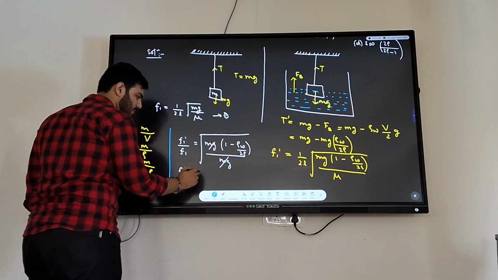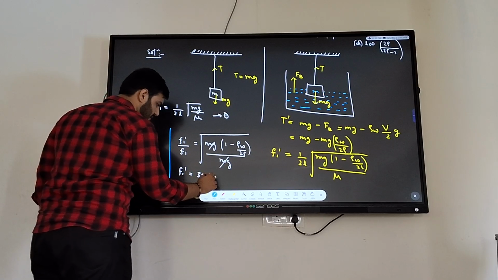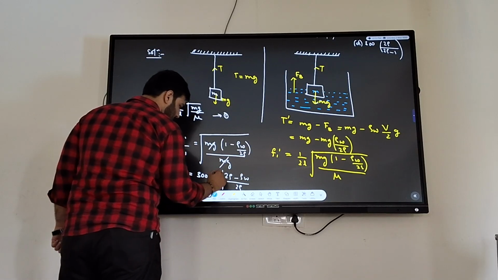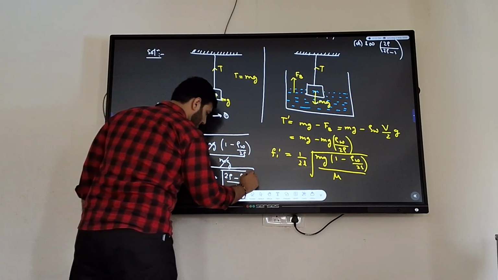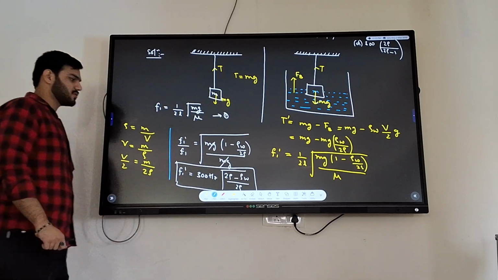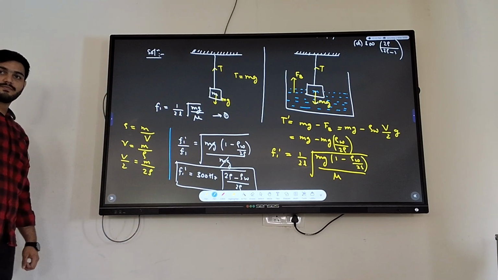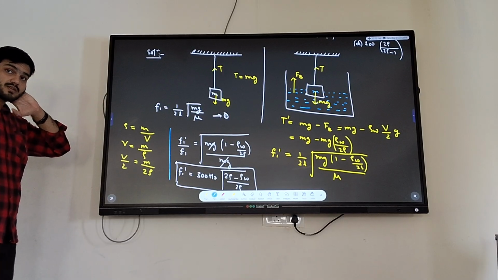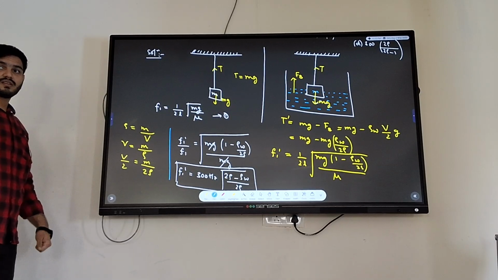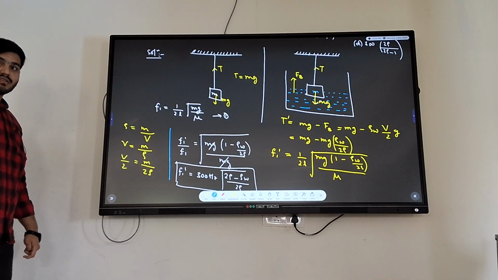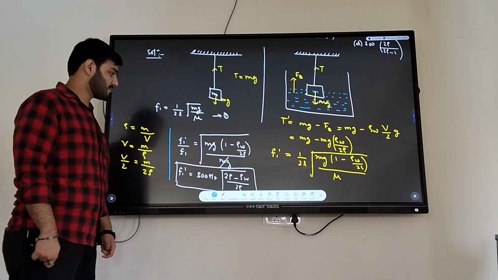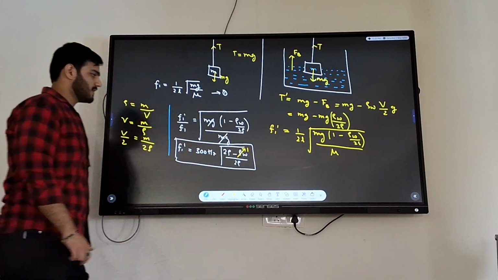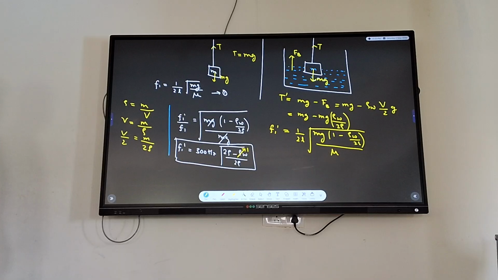F1 dash is F1 times this, and what is F1? 300 hertz. So it is 300 hertz times root of 2 rho minus rho w divided by 2 rho. Any option matching with this? I think option A matches, but then you have to know what is rho w. What is rho w, in what units? Gram per centimeter cube. That's correct. Then you can write this to be 1. So I think the first option matches.